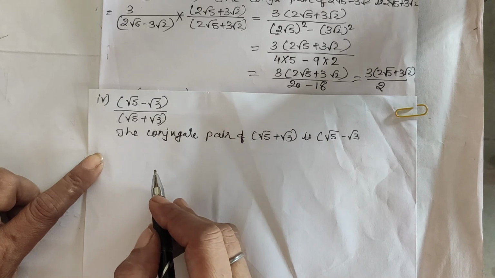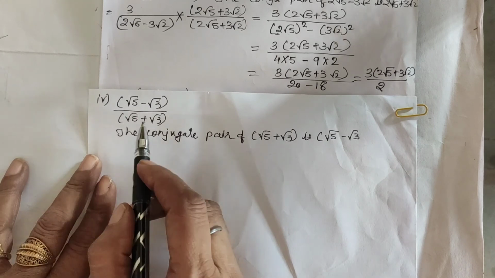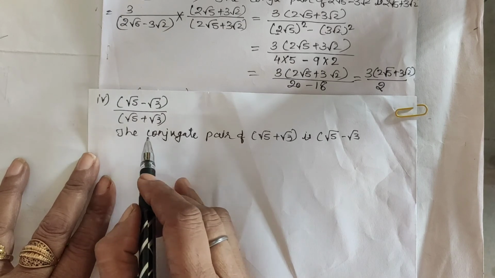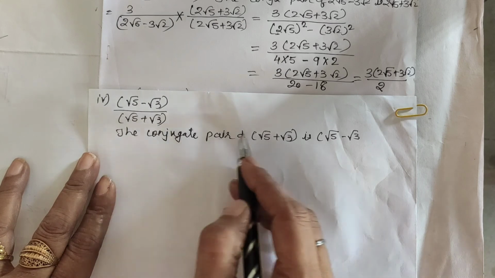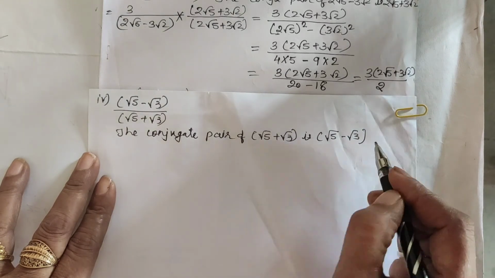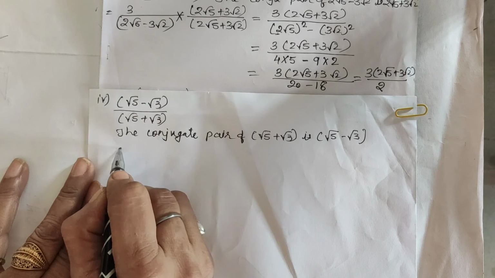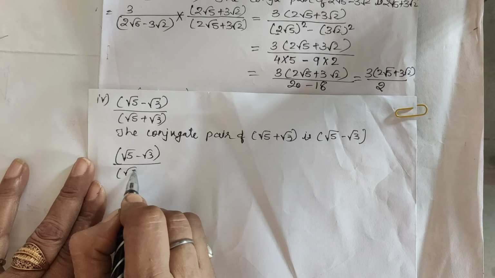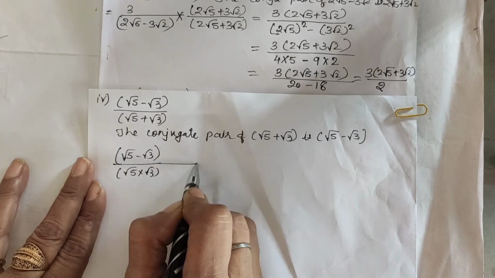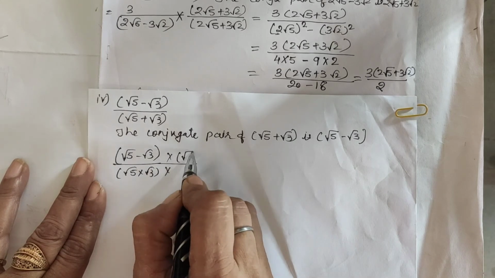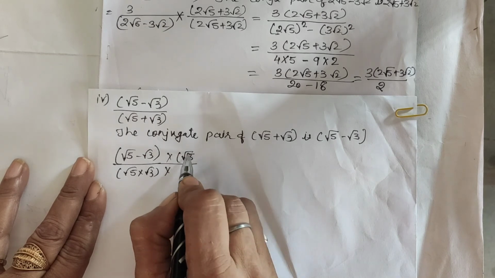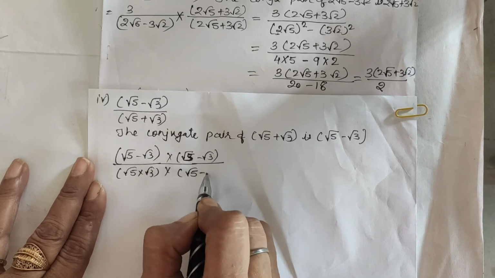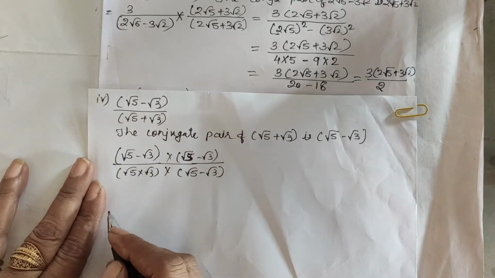Let's see this example: root 5 minus root 3 divided by root 5 plus root 3. You know, first we write the conjugate pair of the denominator. What is your denominator? Root 5 plus root 3. So its conjugate pair will be root 5 minus root 3. Now you have to multiply the numerator and denominator of the given question by its conjugate pair, that is, root 5 minus root 3 upon root 5 minus root 3. Now simplify this.